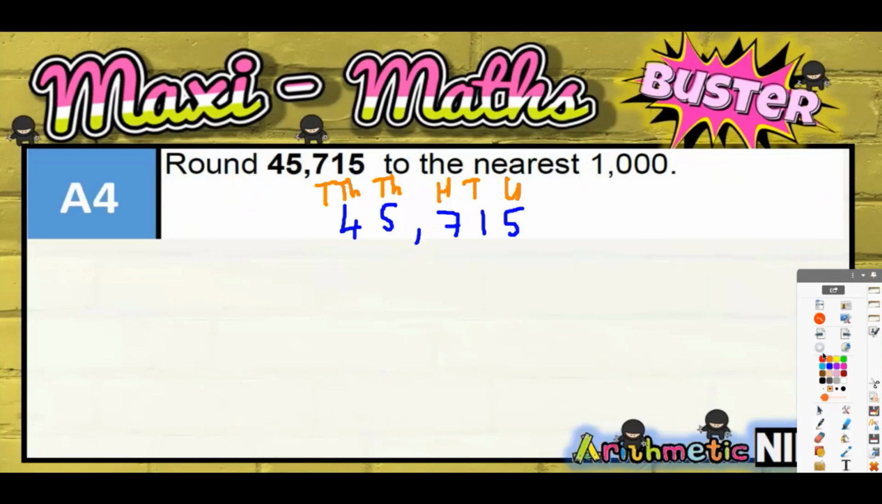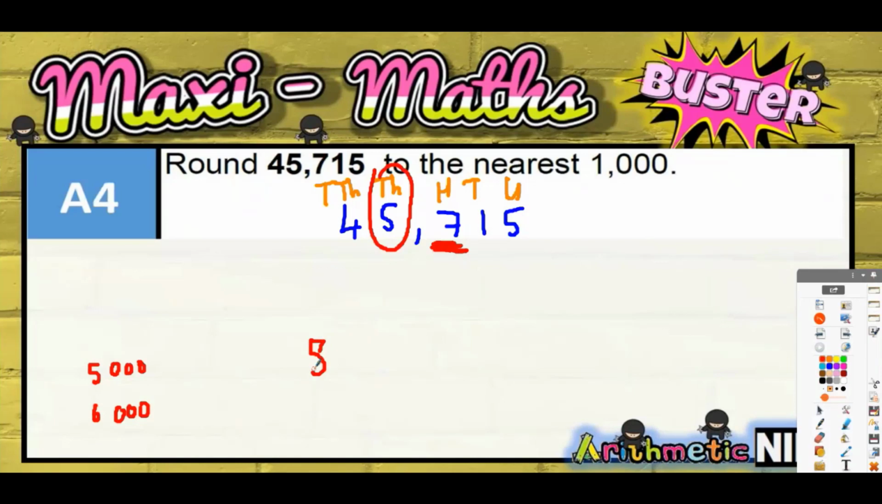So we're trying to go to the nearest thousand. So identify which digit is in the thousands column, which is the 5. That's in the thousands column, and that's the one we're rounding to the nearest thousand. So it's either going to stay as 5,000 or it's going to round up to 6,000. And to help us decide, we look at the digit next door, which is the 7, the one immediately after it. So if that 7 is 5 or more, we raise the score.